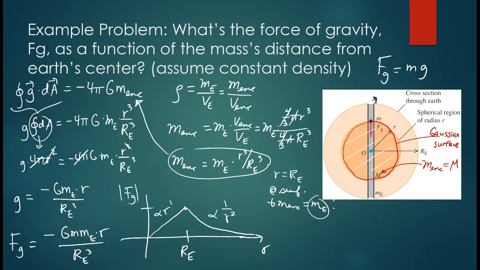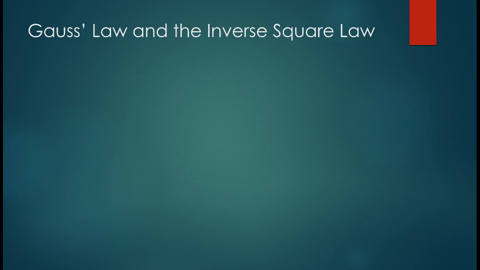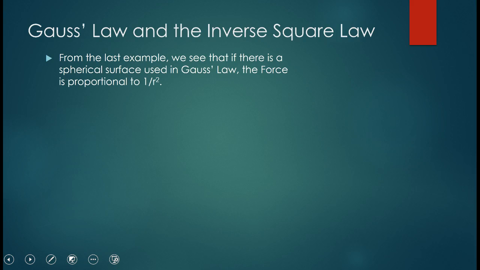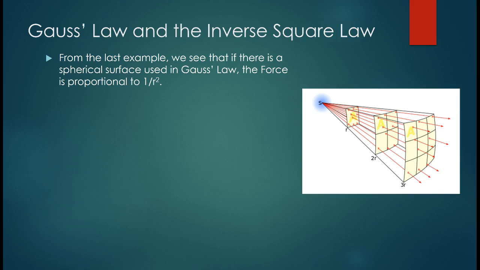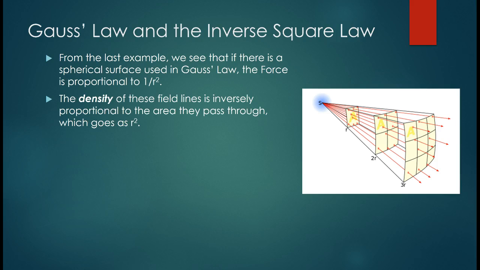Okay, but the last thing that I want to point out is that in all of this we've been dividing by an area which is 4 pi r squared, and that's important because this force, which is proportional to 1 over r squared, really tells us about the density of the field lines, and that density of the field lines is inversely proportional to the area that they pass through, which goes as r squared. So at 1r you have an area of r squared, and at 2r you have an area of 4r squared, and so on.